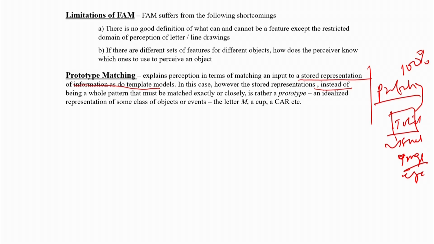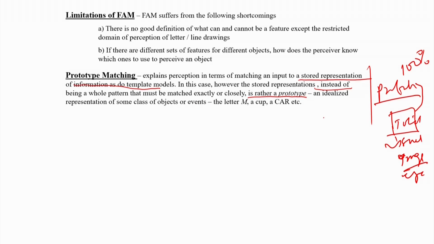So, that is the job of the brain, and one of the things that the prototype matching model does is ease the task of the brain by making an assumption that the input which is coming from the visual system is matched in terms of probabilistic similarities rather than in terms of complete similarities. So, instead of a whole pattern that must be matched, it is how closely it matches, and that is a prototype.